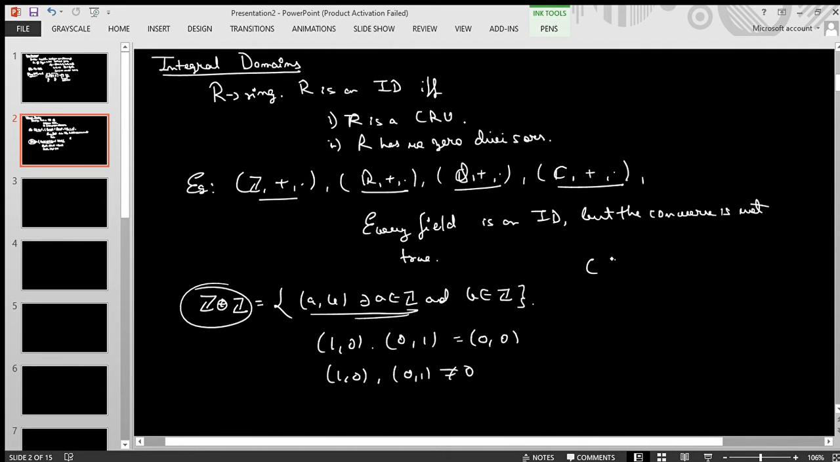Continuous functions on [0, 1] is also not an integral domain. You can check it on your own. Brush up the concept of the zero function, then you will easily be able to do this. Okay, is it clear?